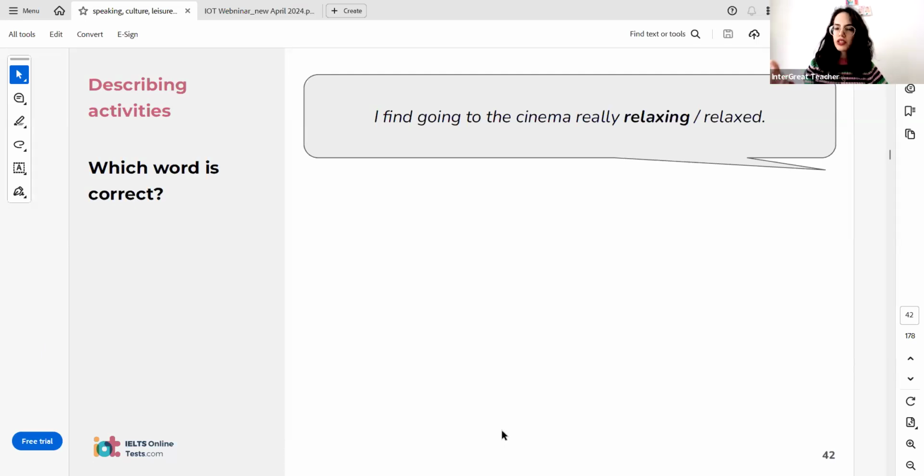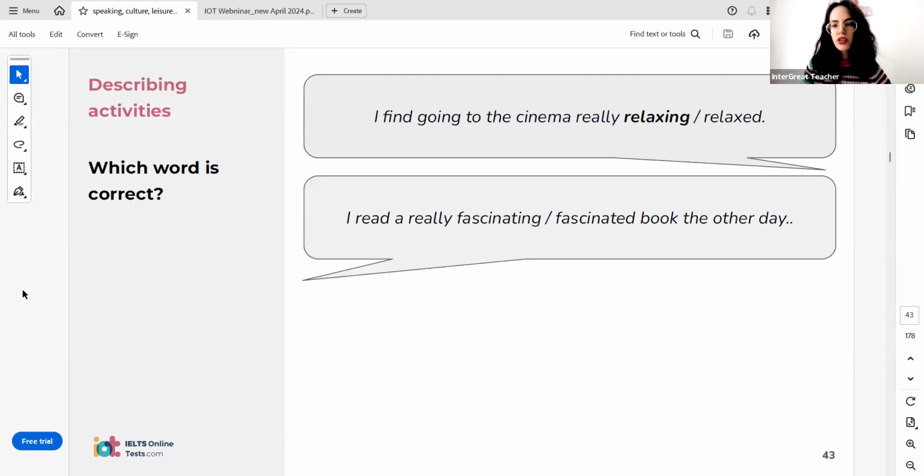So let's learn it this way. Producer of a feeling, ing. The receiver, the recipient of a feeling, ed. So going to the cinema is relaxing. This produces the feeling in, for example, the audience. So it is relaxing. Let's look at another one.